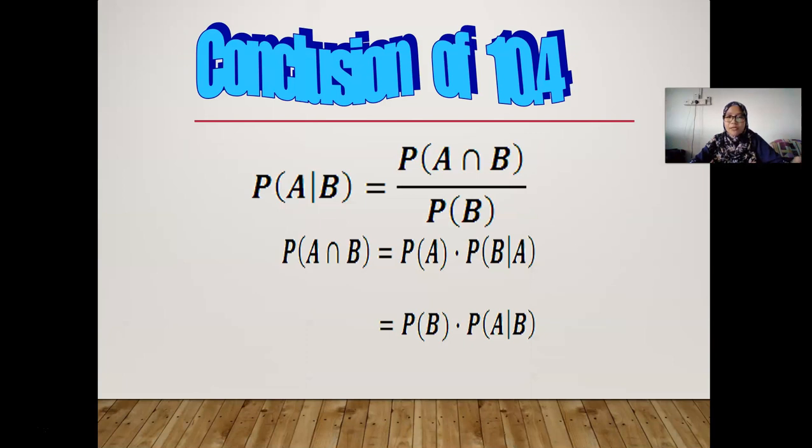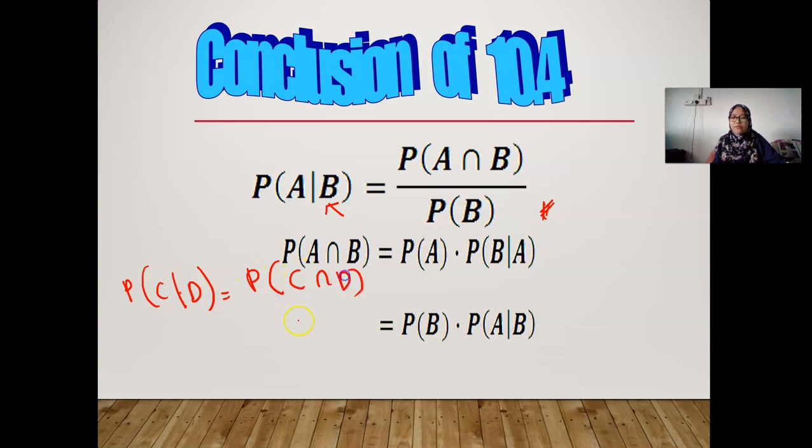Conclusion in 10.4, you have to memorize this formula. It is a must. Very easy to memorize. P(A given B), the intersection is always up here. And then the denominator depends on the condition at the back. If I change it to P(C given D), it will become P(C intersect D) over P(D), because D is at the back. Very easy to remember, right?